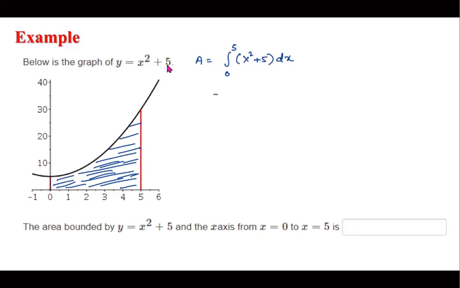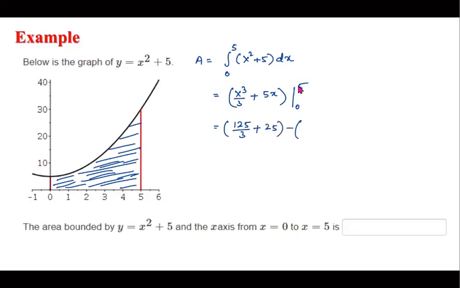Then what we do is we integrate this first. Integration of x squared, if you use the power rule, is x cubed over 3. Then plus the integration of 5 with respect to x is 5x. And then we have to evaluate this between 0 and 5 using the fundamental theorem of calculus. The meaning of that is we plug in the upper limit into this one, and then we subtract and plug in the lower limit. So if you plug in the upper limit, it will be 5 cubed, which is 125, over 3, plus 5 times 5, which is 25.